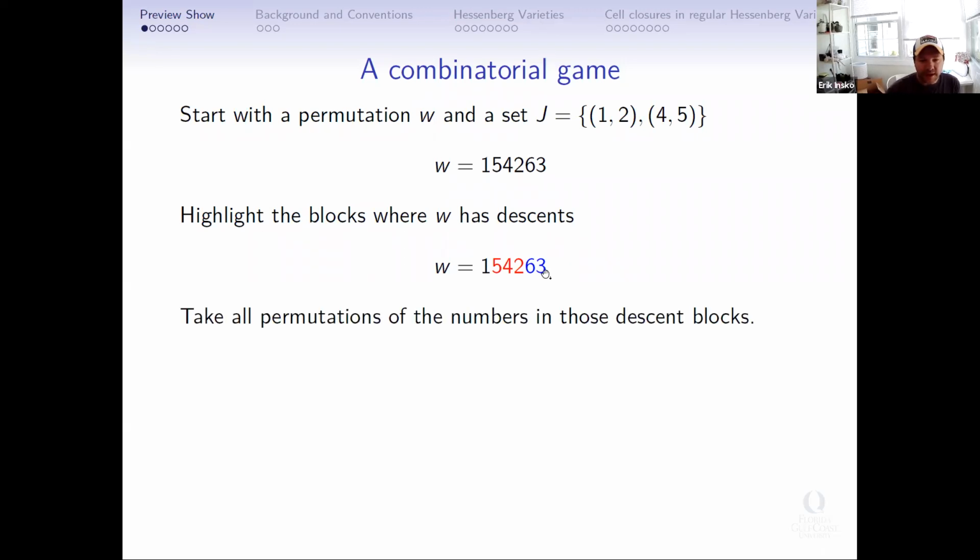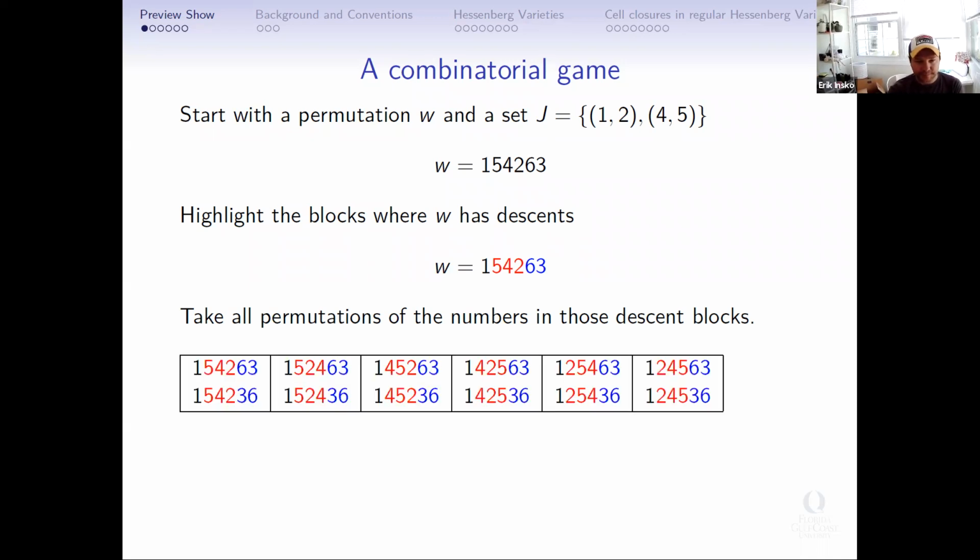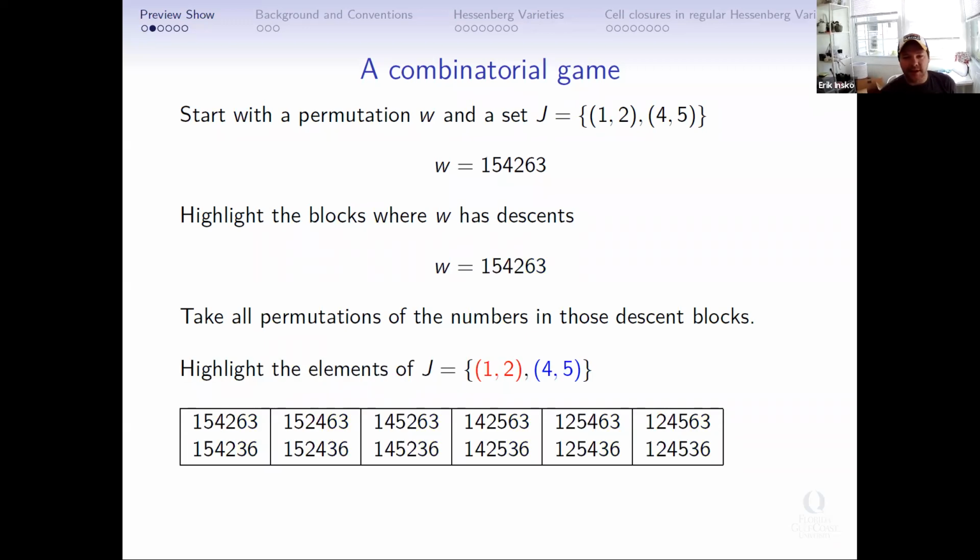Once we've highlighted those, we're going to take all permutations of the numbers in each descent block, keeping those numbers in the same spots, just permuting 5, 4, and 2 and permuting 3 and 6. And so we get 12 permutations within those descent blocks. Of course, we have the permutation W, and you can see that you get this one just by permuting 3 and 6. Here we're permuting 5, 2, and 4.